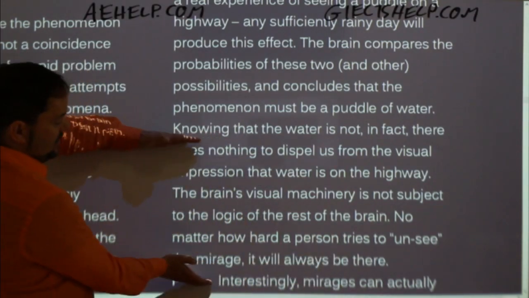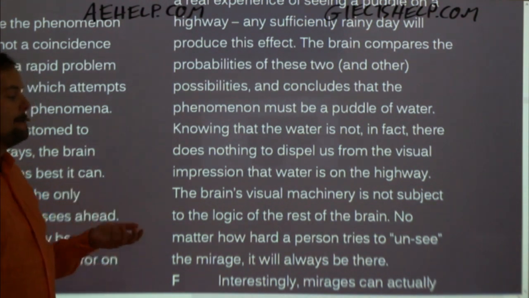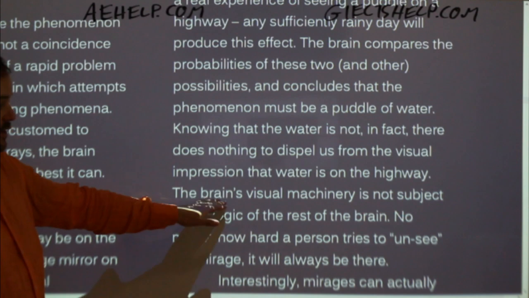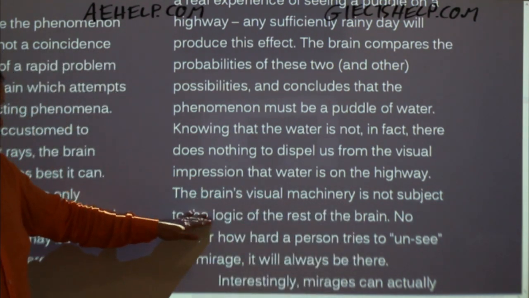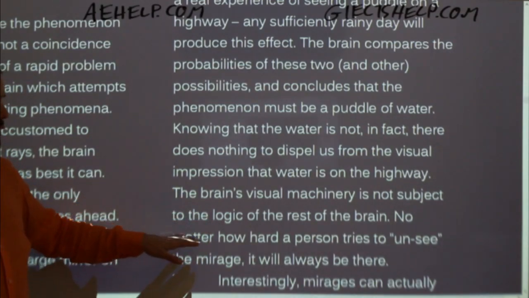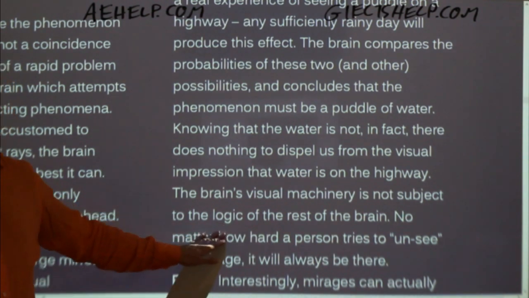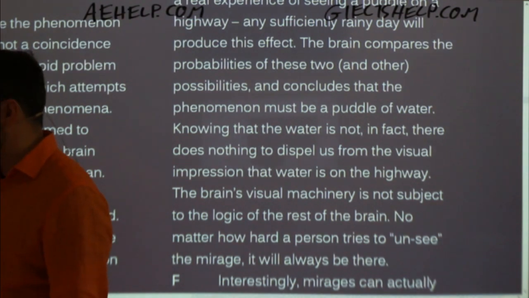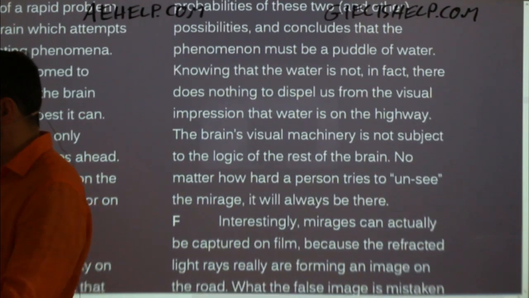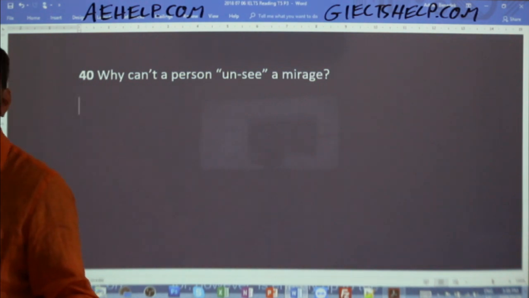So from this part of the reading, I know that the answer must be something like the brain's visual machinery is not subject to the logic of the brain. So the brain's visual system works in such a way that it's not logical and it cannot unsee what it sees, okay? So it's recorded by the brain. The visual system is not necessarily logical. It cannot unsee, okay? So here, if I go back, I like that answer by Jubilant. It was a very nice answer. I think it's still up there.